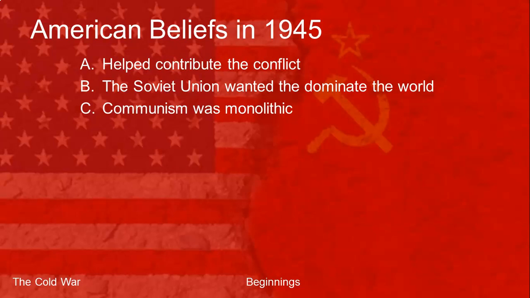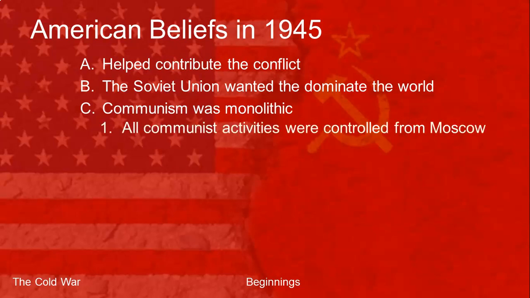We also believed that communism was monolithic. What that means is we believed no communist activity happened anywhere in the world without direction and orders from the Soviet Union. All communists were directed from Moscow, we believed. No one out there is thinking communism on their own.